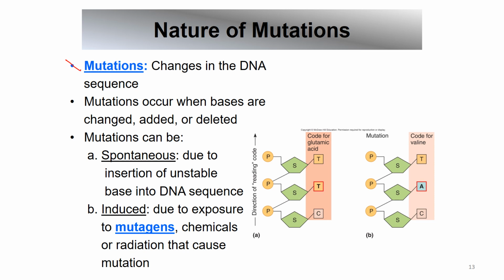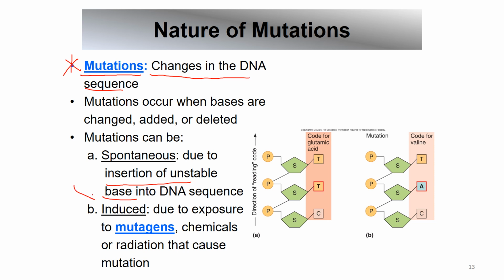So mutation means changes in the DNA sequence. Mutations can occur when bases are changed, added, or deleted. Mutations can happen on their own, they can be spontaneous. For example, this can happen if insertion of an unstable base occurs into the DNA sequence.